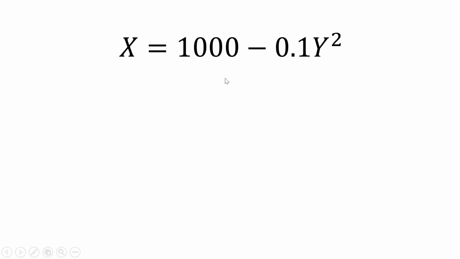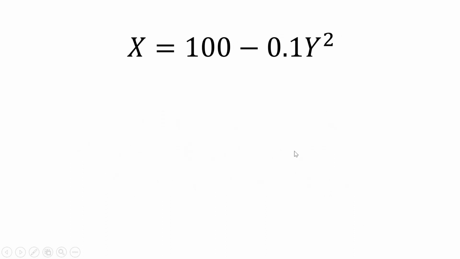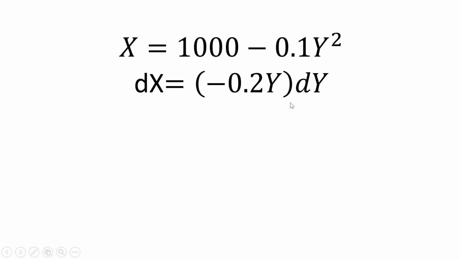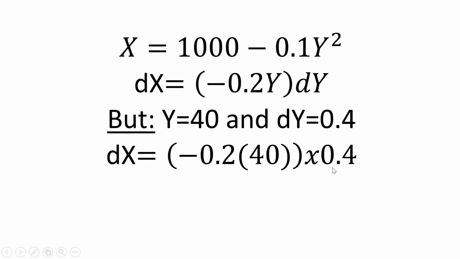Now let's put in figures and work with specific functions. This PPF has been given. What is the opportunity cost of producing 0.4 more units of good Y when Y is 40? We take the derivative of X with respect to Y, and that is going to give us negative 0.2Y. And when we multiply through by dy, we are going to get the X equals this. Now Y is 40, dy is 0.4. Let's put in values and we are going to get this.